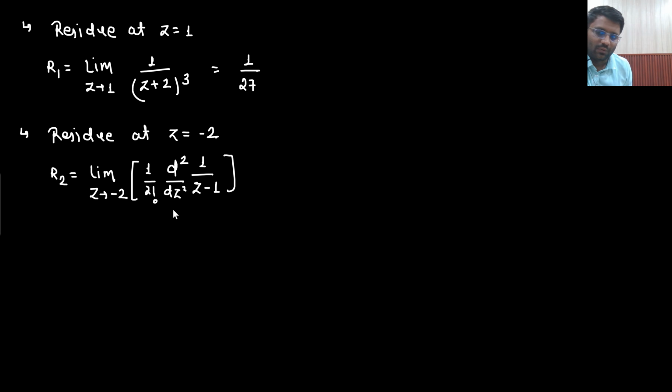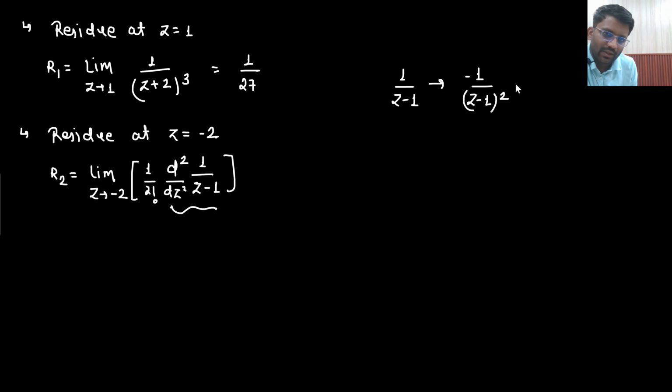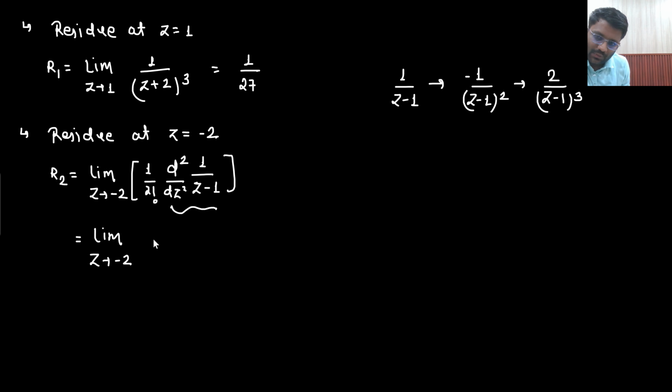Okay. So what will this give you? 1 upon z minus 1. First time differentiation will give you minus 1 upon z minus 1 whole square, and second time differentiation will give you 2 upon z minus 1 whole cube, right? This 2 goes in front. So this is the answer you will be getting. So limit z tending to minus 2, 1 by 2 factorial, multiplied with 2 upon z minus 1 whole cube.